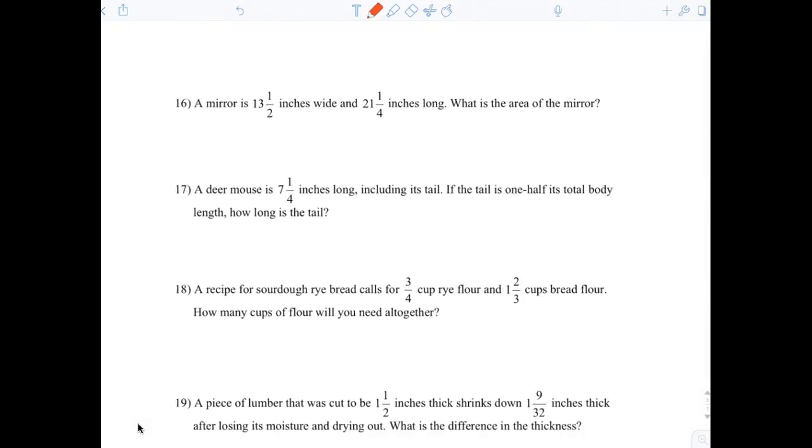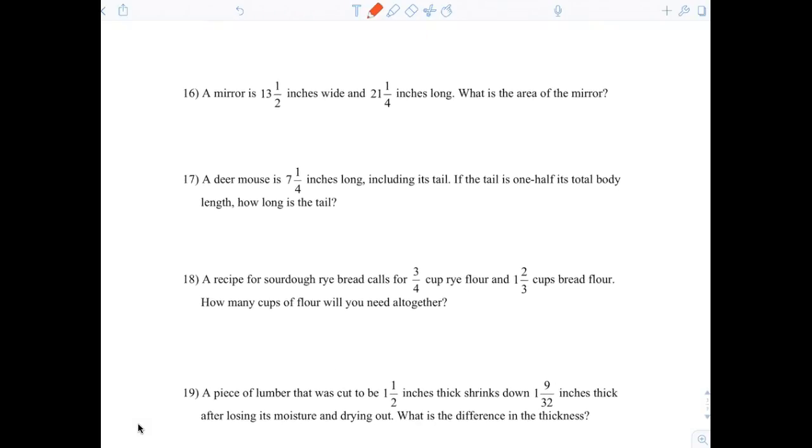All right? Now, this becomes kind of like a review of all the different types of problems. So for question number 16, it says a mirror is 13.5 inches wide and 21 1/4 inches long. What is the area? How do I find the area on that, Allison?